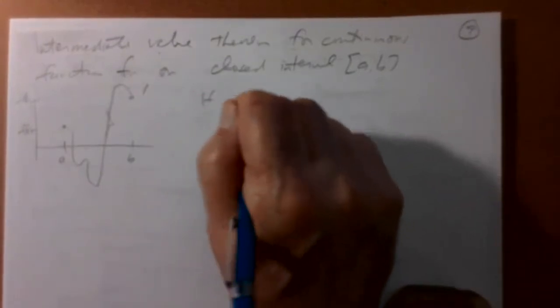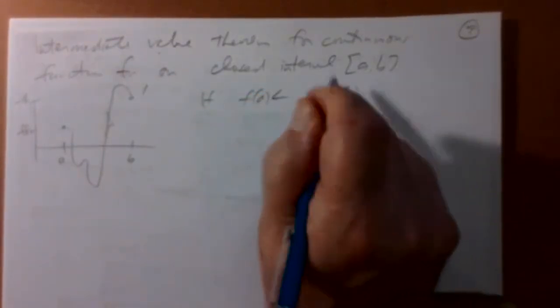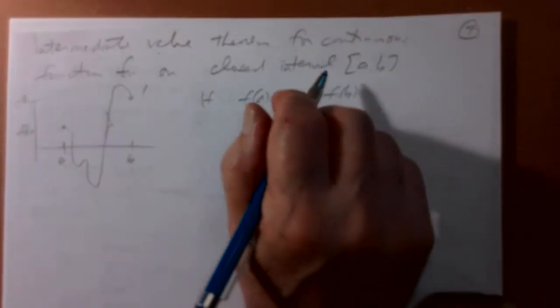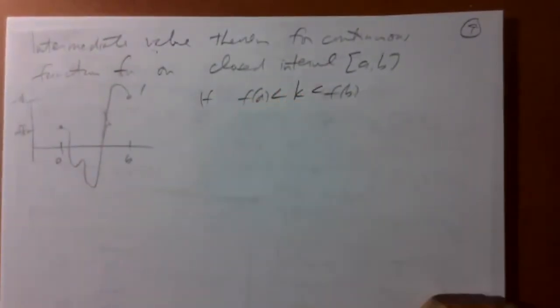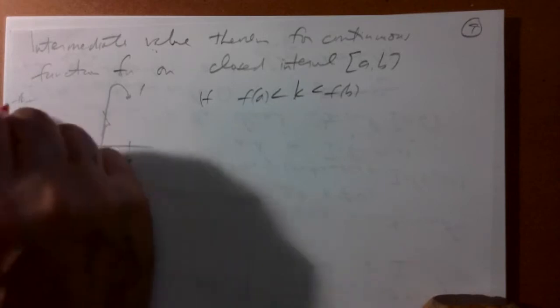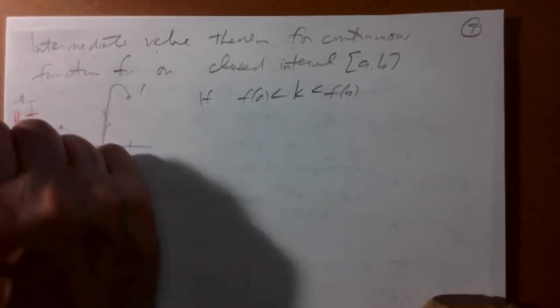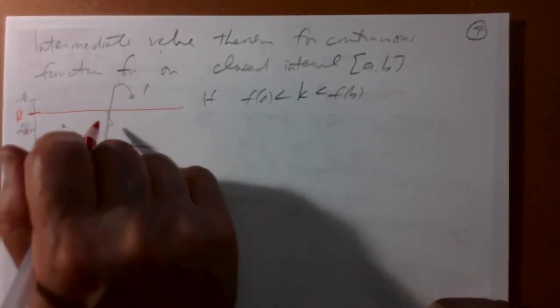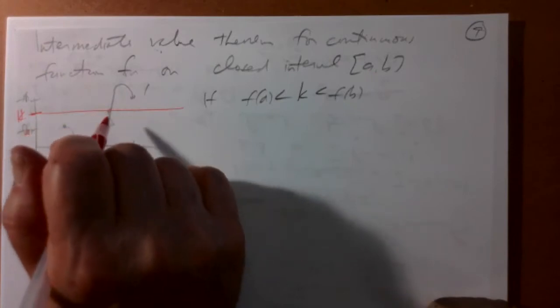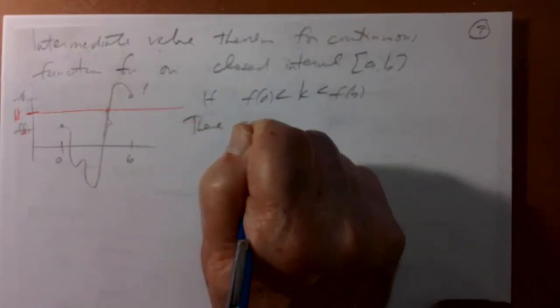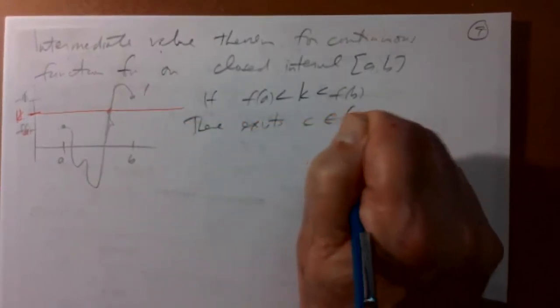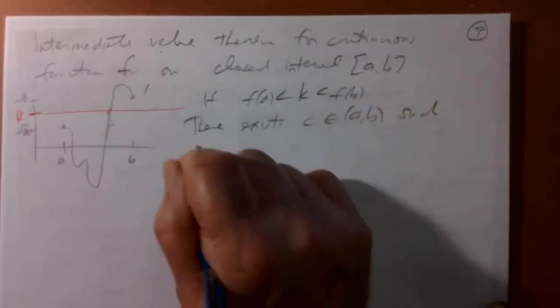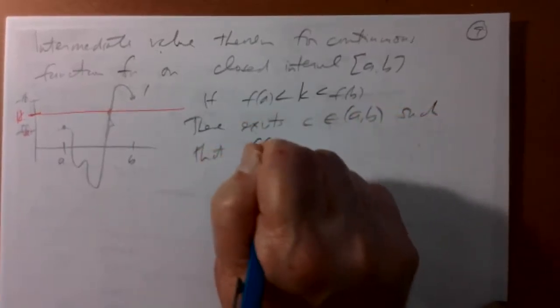Suppose f of a is less than f of b, and we take some number k that's in between them. So here is some number k between f of a and f of b. And the intermediate value theorem says there's some number c where f of c is equal to k. There exists a number c between a and b such that f of c is equal to k.